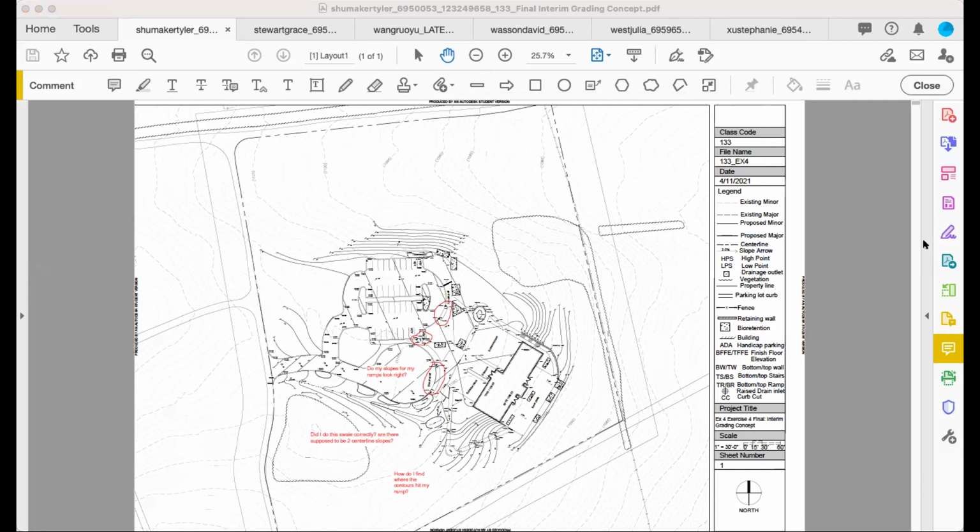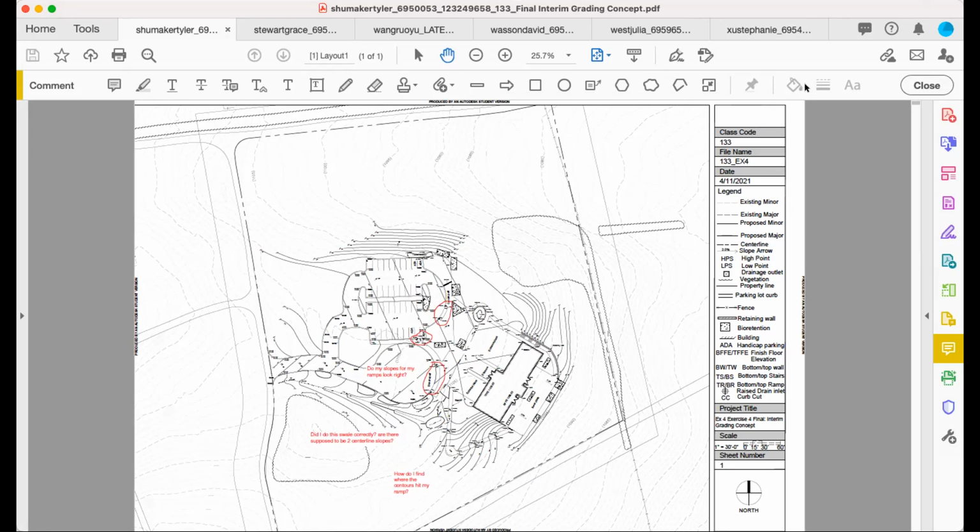So Tyler, you'll be the first one. You should be seeing your screen now in PDF. Yep. Do my slopes for my ramps look right? Did I do the swale correctly? Are there supposed to be two centerline slopes? And then how do I find where the contours hit my ramp?